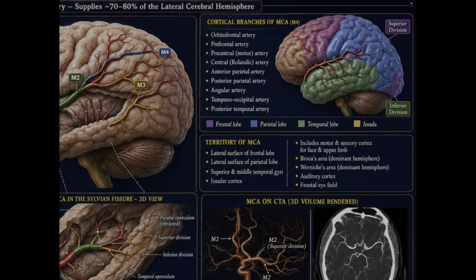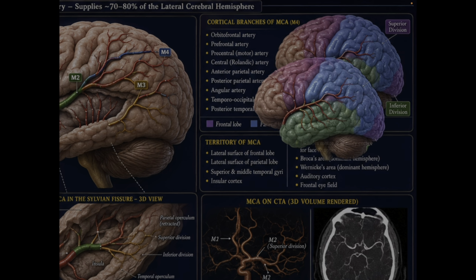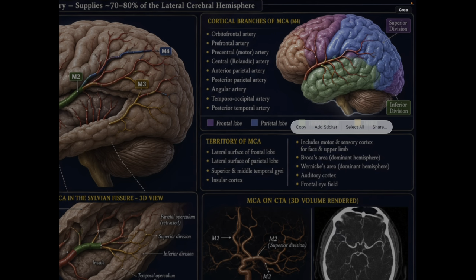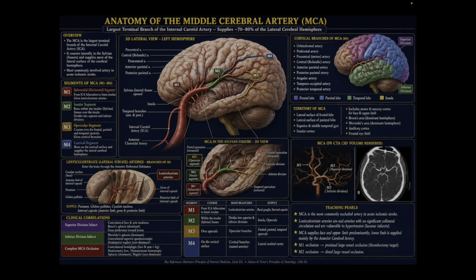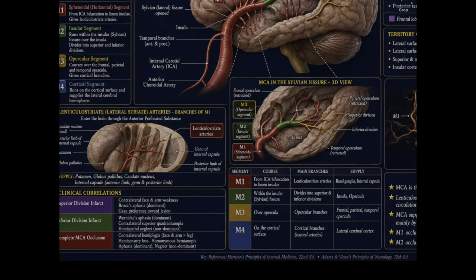Clinically, occlusion of the superior division of the middle cerebral artery typically produces contralateral weakness affecting the face and upper limb, gaze deviation towards the side of the lesion, and Broca's aphasia if the dominant hemisphere is involved.